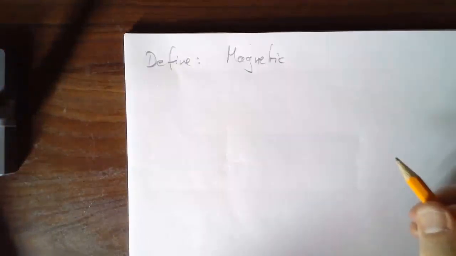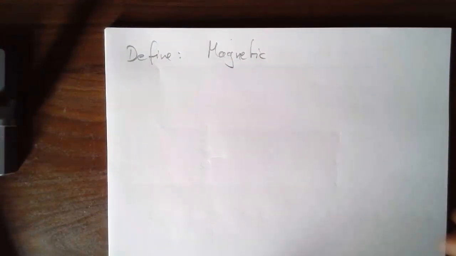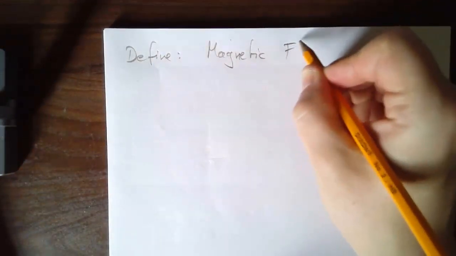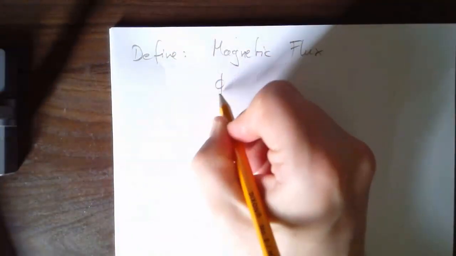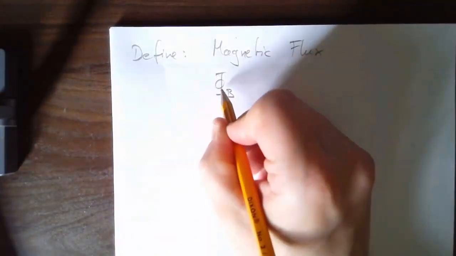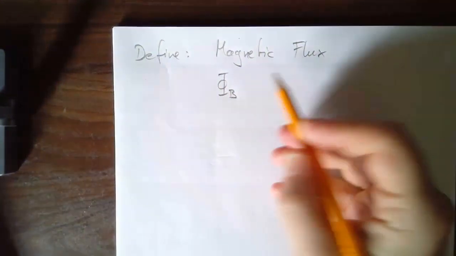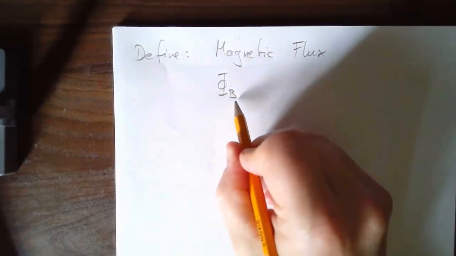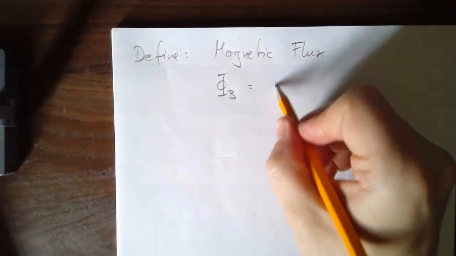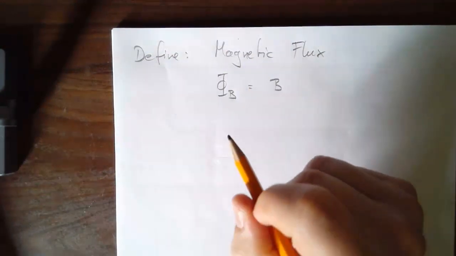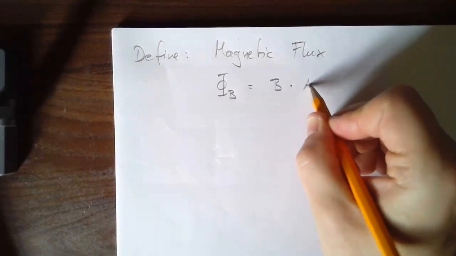Magnetic flux works exactly like electric flux, from electric field lines and electric fields and so on. Magnetic flux, we call this phi B. It's phi for flux, same thing with phi E for the electric flux. B because it's the B field, the magnetic field. I want to say this is going to be B dot A.